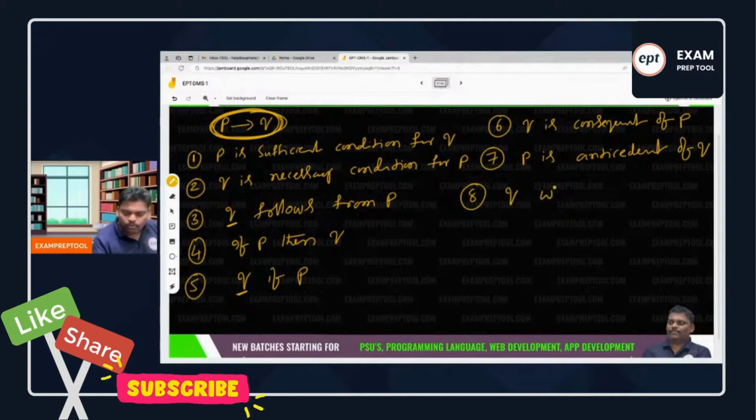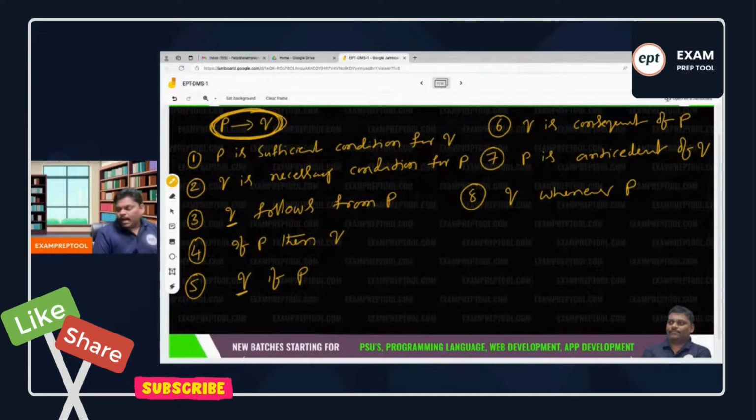Q whenever P. Q, right? Whenever P has happened, the answer is Q. Answer is Q whenever P happened.